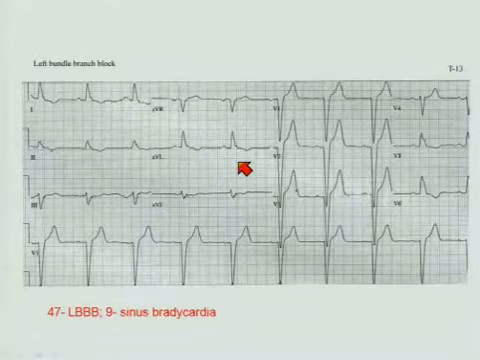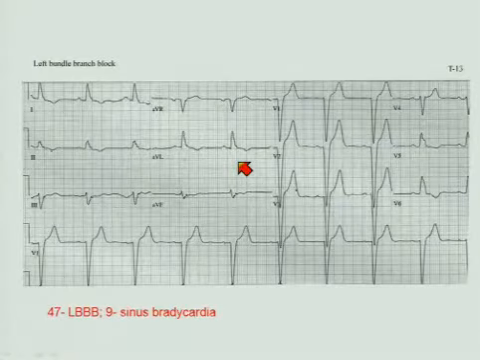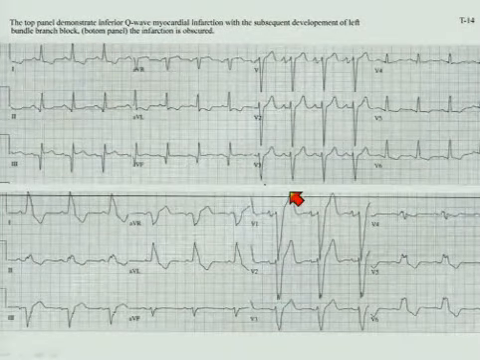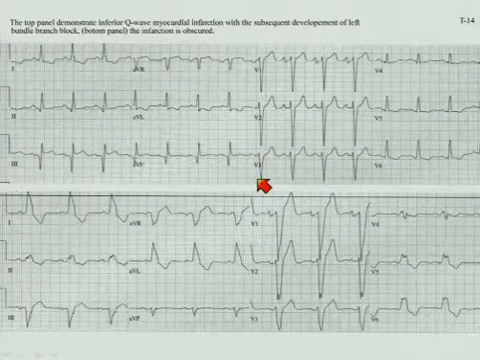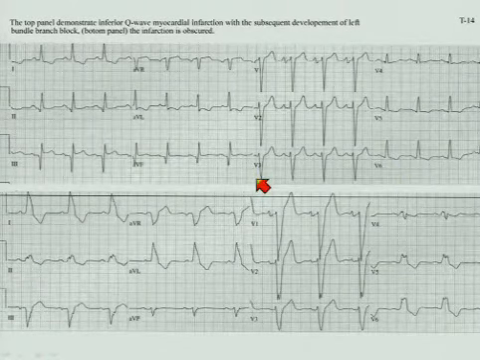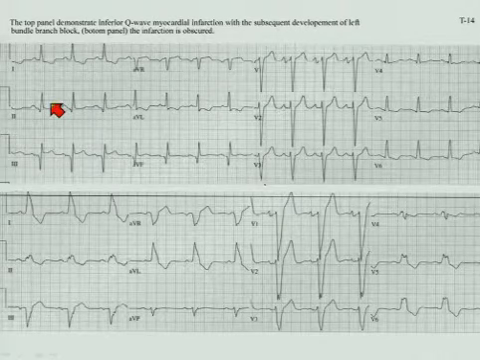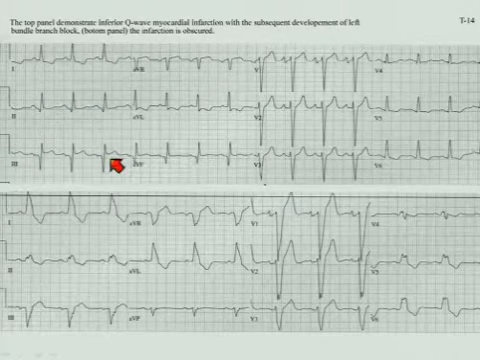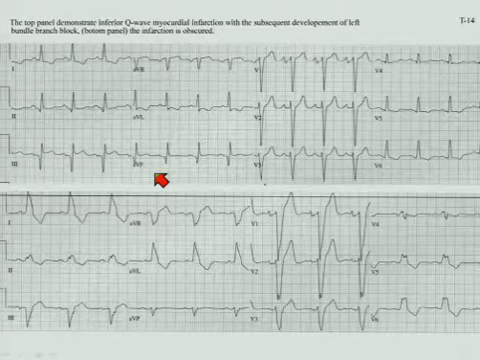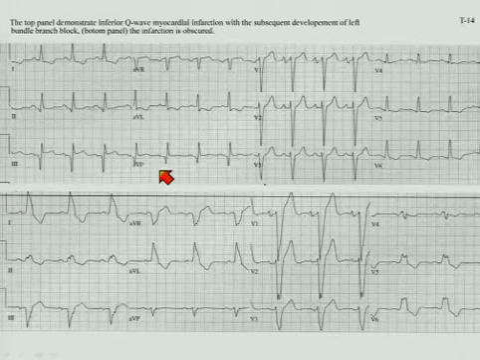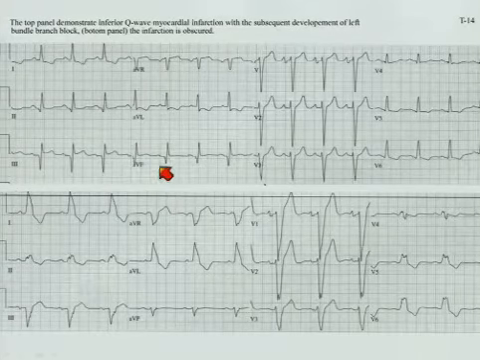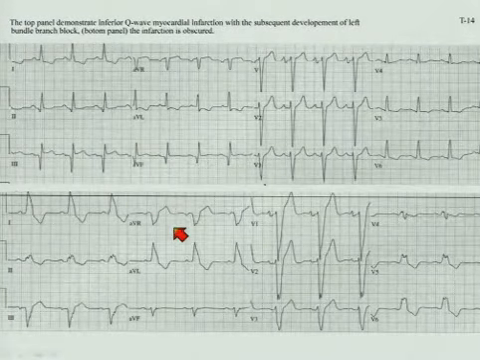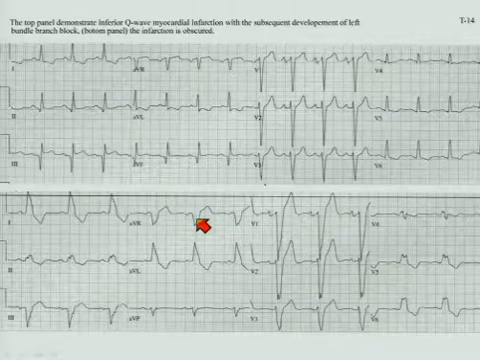So this would just be left bundle branch block and sinus bradycardia. Here is an example of a left bundle branch block obscuring Q wave infarction. Here's a patient. On the top is a control tracing, and you can see an inferior Q wave infarction. The patient then, a day later or so, maybe the same day, developed a left bundle branch block, and a nasty left bundle branch block at that.